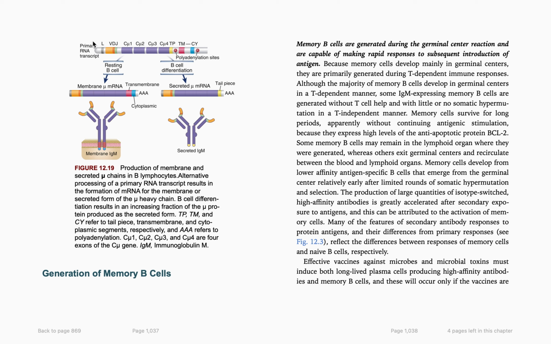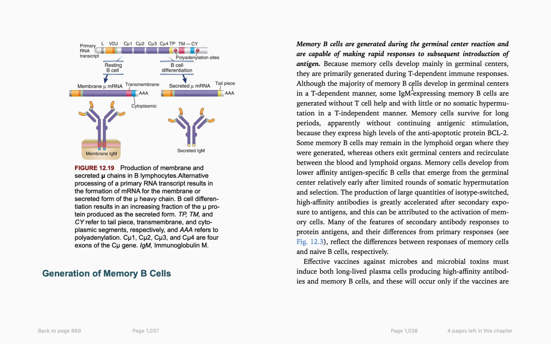So you see the primary RNA transcripts, resting B cells. This is the B cell differentiation. It has taken here the membrane mu messenger RNA, transmembrane, the cytoplasm, then this happened, the new amino acids are produced.